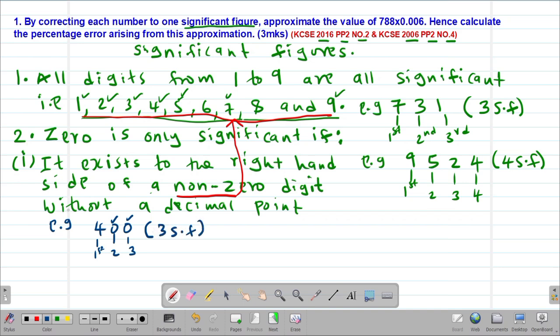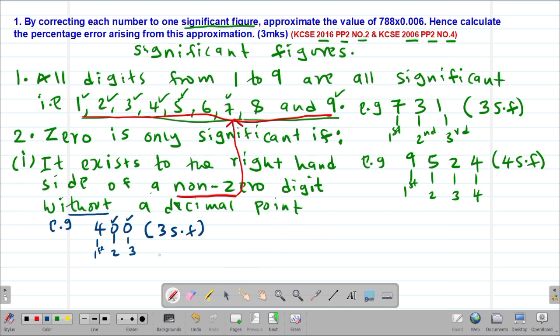Notice that we are saying without a decimal point, because the moment you introduce a decimal point, then such a point becomes invalid. For example, if you have a number like 0.4, then for this particular case, this one cannot be said to have the same number of significant figures. The moment you introduce a decimal point, it interferes with the significant figures that we need.